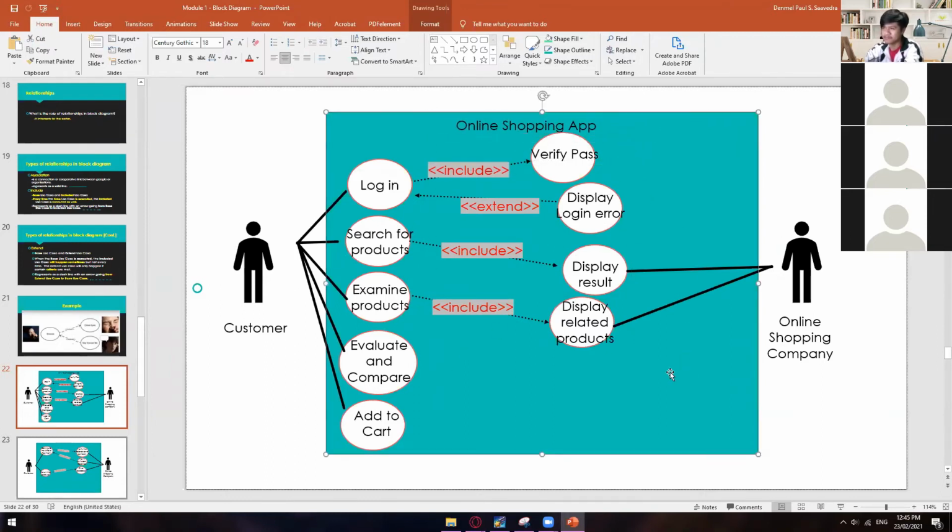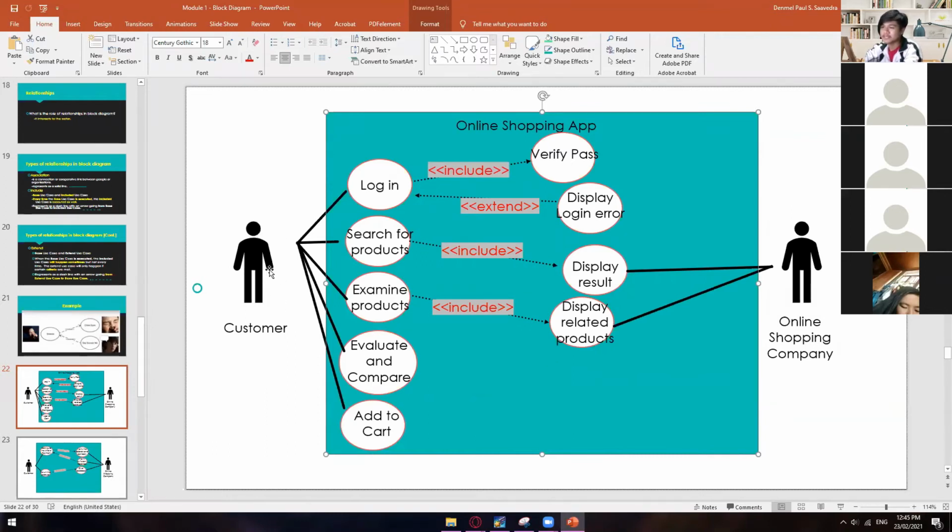Okay, so these are just the basics that happen. Then evaluate and compare. So there should be another include here, wherein it displays product number one and then product number two, etc. Then you can add to cart, wherein there should be another include that will display the interface of that add to cart, etc. So as you can see, this one is not complete.